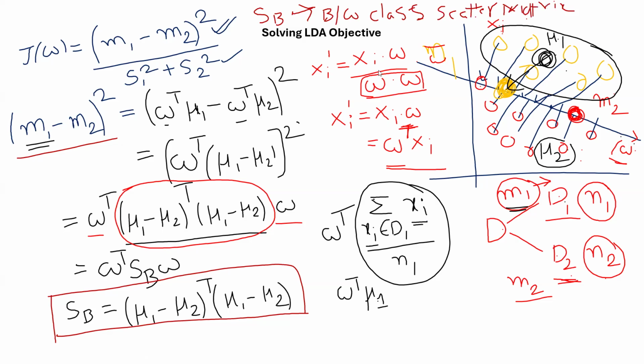Understood? So now when you say what is the formula for SB, SB is nothing but mu1 minus mu2 whole transpose into mu1 minus mu2. Mu1 is the mean of category 1, mu2 is the mean of category 2. Okay. So this is the first part of our objective function.